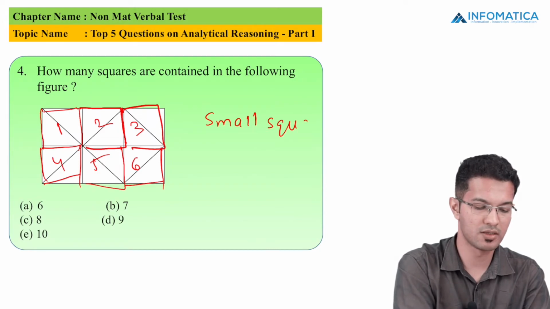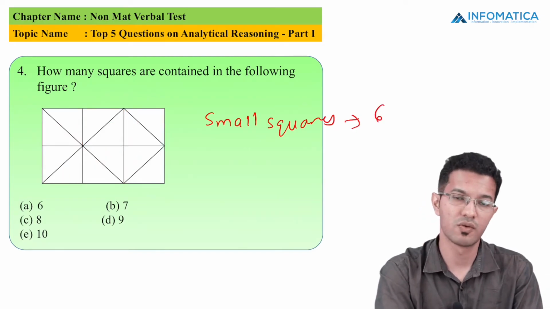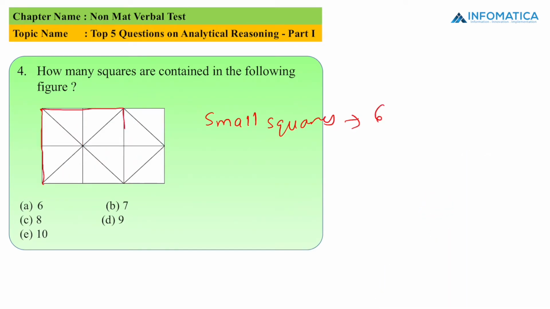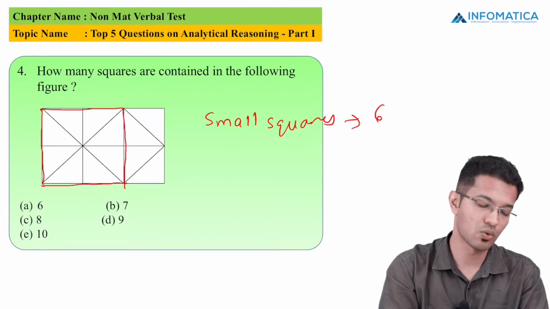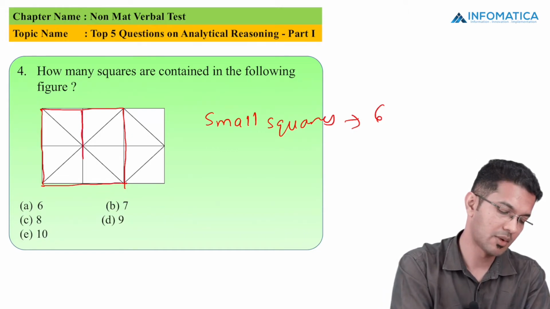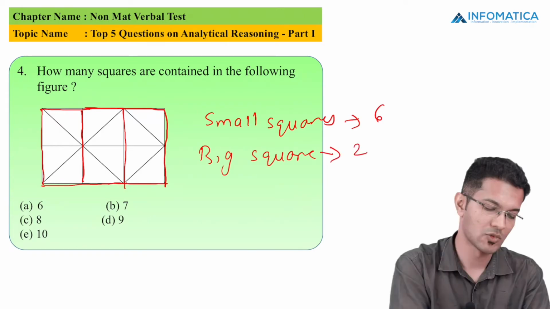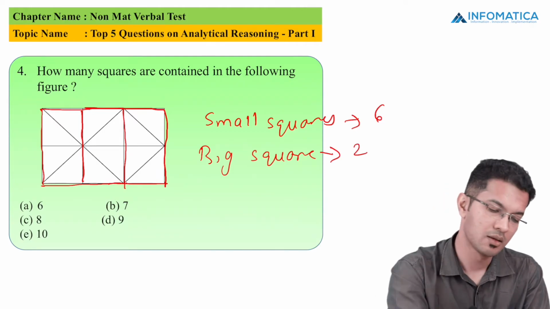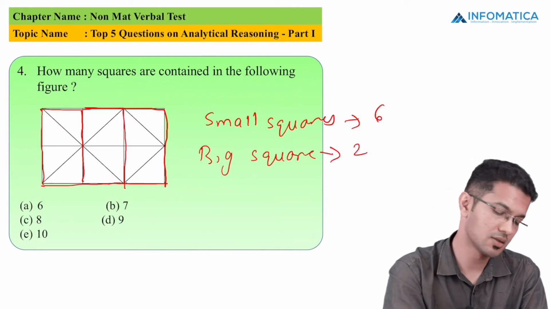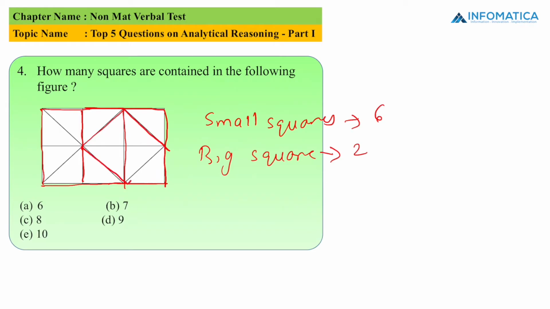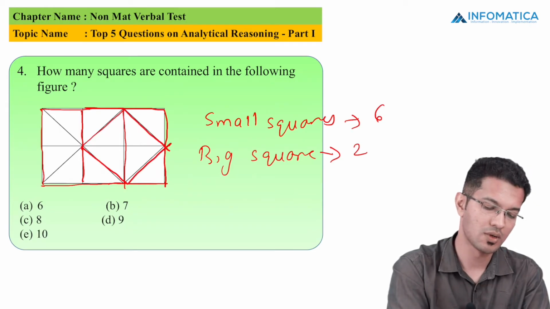So small squares are 6. Next we go for the bigger squares. This is one big square. Next I'm getting another big square. So I'm getting two big squares. Then there's another hidden square inside this, which is this one. So I'll add 1 to it.